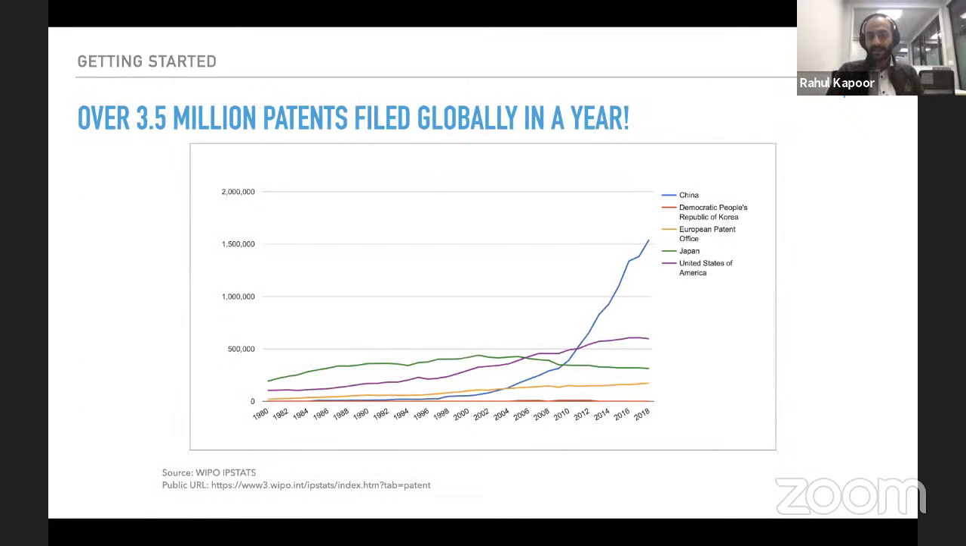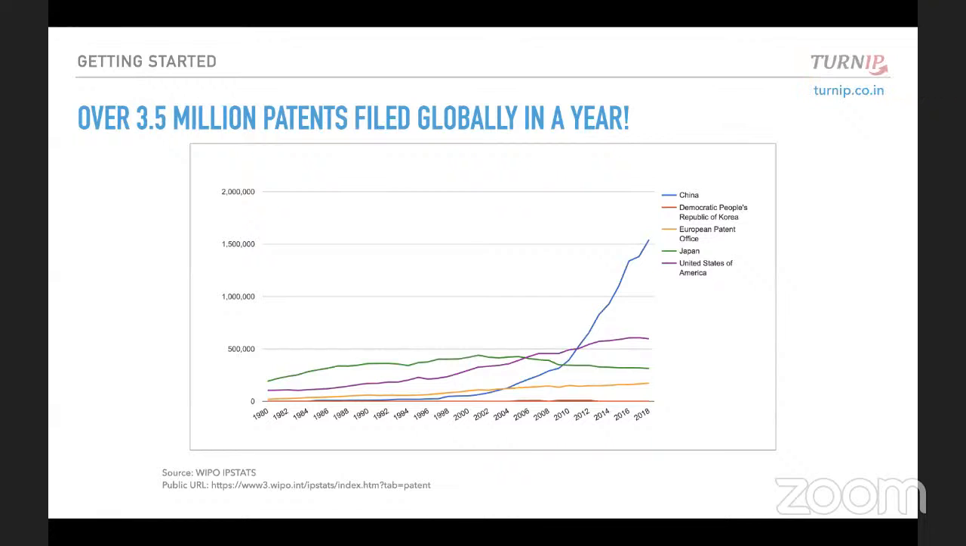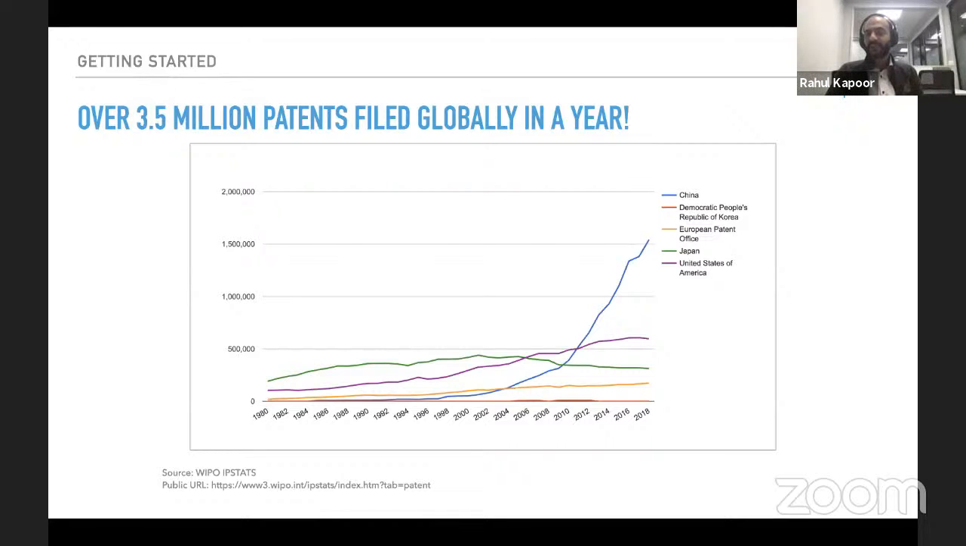So this is the filing trend. If you see this picture, it's quite incredible. Around 2012, China became the largest patent office in the world. They beat the US, which is now at around 600,000 patents filed every year, while China is filing more than 1.5 million every year. Of course, there are also some questions regarding Chinese patenting, that they are not very highly valuable and so on. But in principle, all the countries have a growing trend.